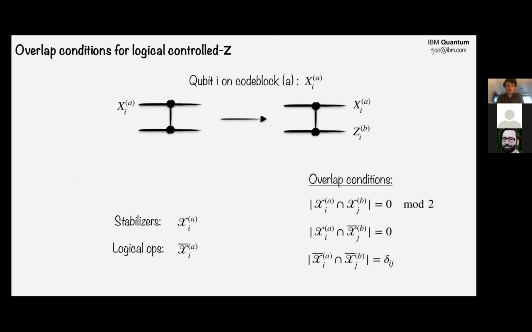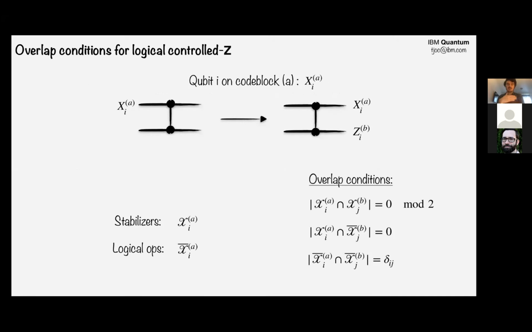So I want to talk a bit about, like I said earlier, I'm going to be focusing on CSS codes, and I wanted to discuss what are the requirements for a CSS code to have these logical multi-controlled Z gates. And I'll start with just a logical controlled Z. And just for notation purposes, first let's look at this top circuit here that I have on the slide.